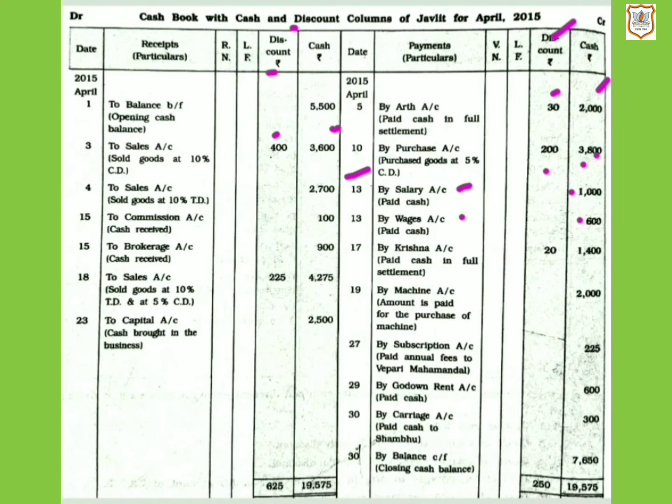Now date 15th. Commission of rupees 100 and brokerage of rupees 900 are received. Here we are receiving cash, so we will record it on debit side. Why are we receiving cash? Because we have received income in the way of commission, so we will write to commission account, and in the way of brokerage, so we will write brokerage account. Amount is 100 for commission and 900 of brokerage. So in cash column we will write both the amounts.